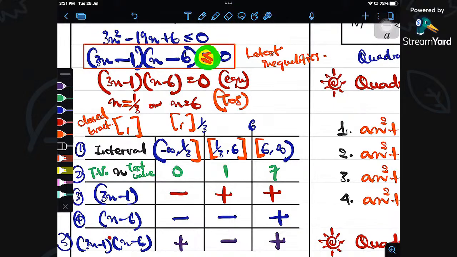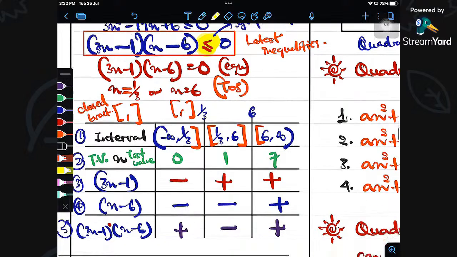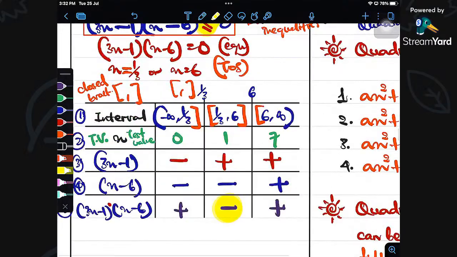symbol. This symbol is VVIP. This symbol is very, very important, you tahu tak? Kenapa dia sangat penting? Sebab dia adalah penentuan you dapatkan jawapan yang tepat. Kenapa saya kata dia sangat penting? Sebab this is less than or equal to 0, di mana ia adalah pemilihan jawapan you yang terakhir sekali.